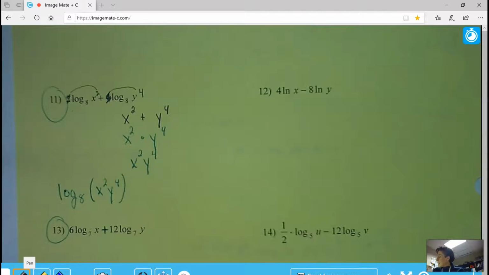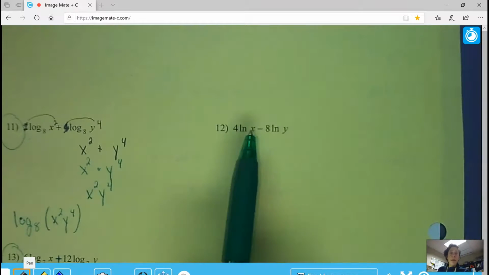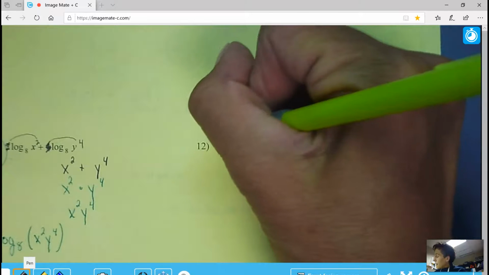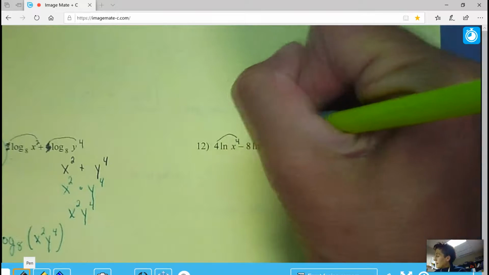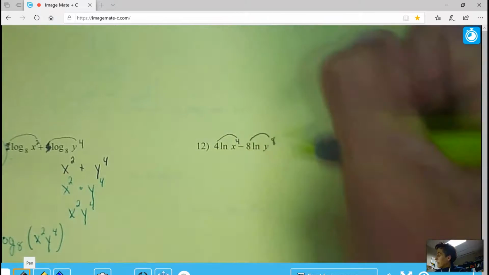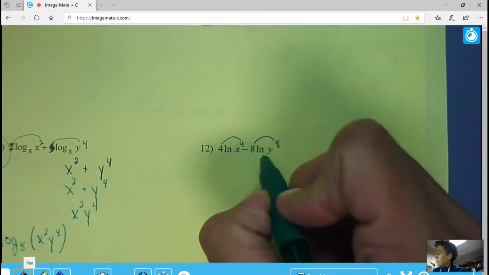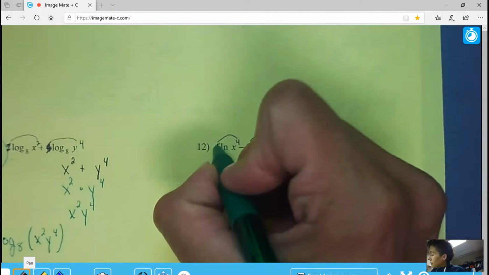So let's not do 13 together. I just wanted to fix that one. Let's do 12 together instead. So again, what I'm going to do is take anything that's in front of a log and just move it back as an exponent. And ignoring that ln, that natural log, which has an understood base of e, right? These are gone.